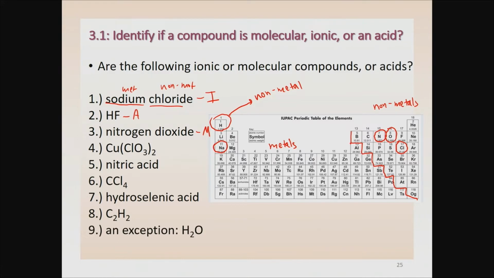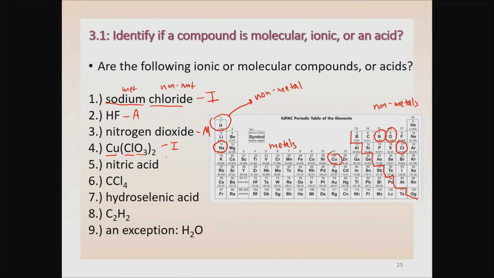So again, when you see a formula, ask yourself this first question. Do I see an H as the first element in the formula? And the answer is no, so it's not an acid. So the next question you ask is, is there a metal in this formula? You can look carefully at these elements. We have copper, chlorine, and oxygen here. Copper is a metal, and chlorine and oxygen are nonmetals. And so we do have a metal here, so this is an ionic compound.